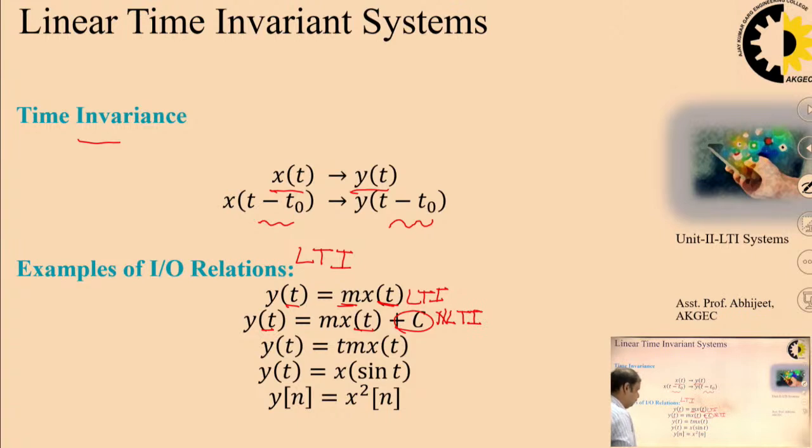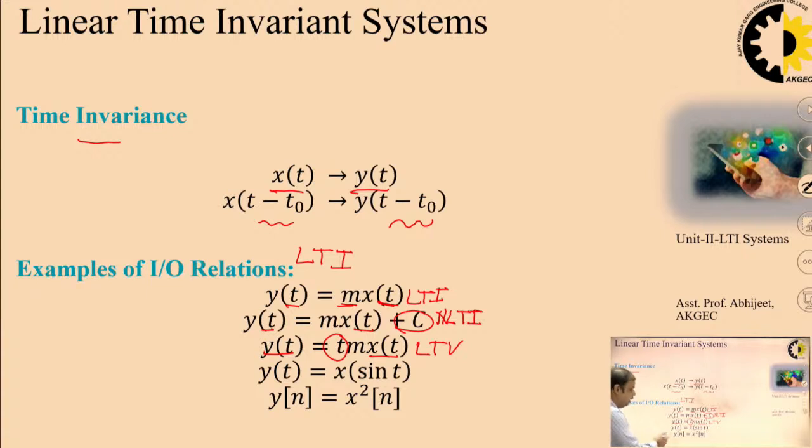Similarly, if we look at the third system, here x(t) corresponds to y(t), so the linearity will remain, but due to the presence of this t, the shift at x(t), that is t minus t naught, will not give y(t minus t naught). So this can be proved that this is linear, but it is time varying rather. It is not time invariant, it is time varying.